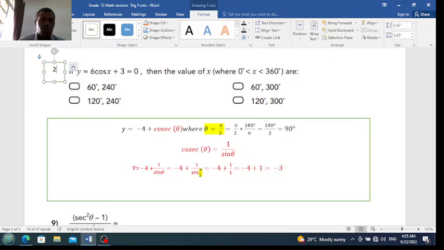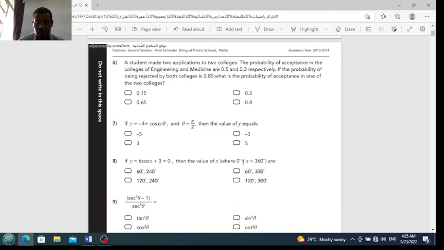Question two, in fact, is question number 8, which is: if y equals 6 cosine of x plus 3 equals 0, then the values of x, where x is more than 0 degrees and less than 360 degrees, are 60 degrees or 240, or 120, 240, 60, 300 degrees, then 120, 300 degrees.